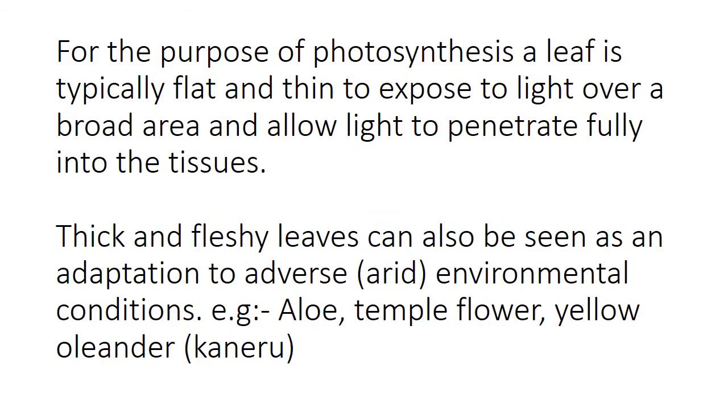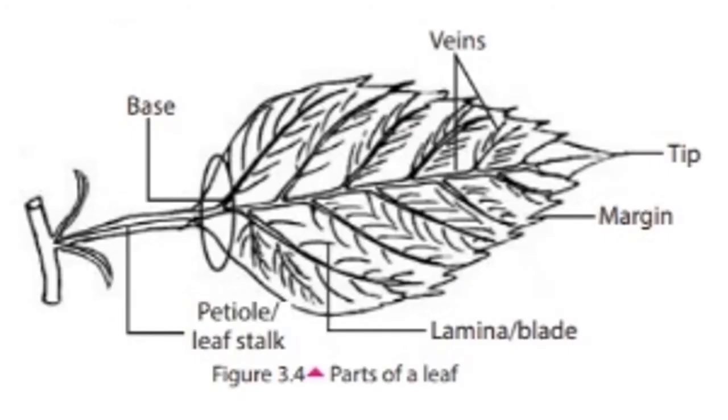For the purpose of photosynthesis, a leaf is typically flat and thin to expose to light over a broad area and allow light to penetrate fully into the tissues. Thick and fleshy leaves can also be seen as an adaptation to adverse environmental conditions. Examples are aloe, temple flower, yellow oleander. That means kaneru. This figure shows you the parts of a leaf. Base, leaf stalk, blade, margin, tip, veins are the parts of a leaf.